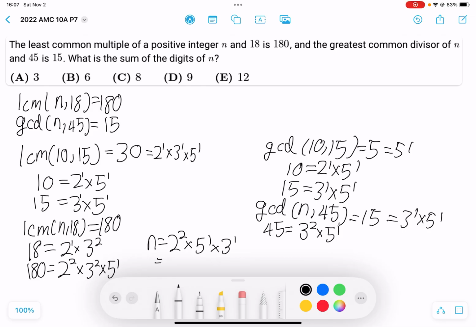If we add any more factors, that's unneeded and might cause a problem in the GCD and LCM conditions, so that they do not meet the requirements of the question. So we just figure n out. In this case, n is 4 times 5 times 3, which is 60. So we want the sum of the digits of n, so that's just 6 plus 0, which is just 6.